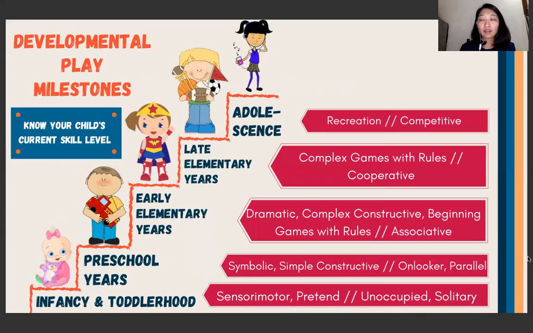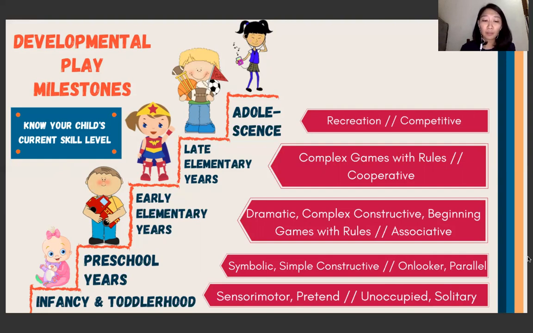Now, going back to this illustration of our developmental milestones, I would like to emphasize that each stage of the developmental play milestone is a necessary foundation for our children to go up to a higher stage or a higher step. That's why it is very important for us to know where our child's current skill is. Once we have this idea of where he is on this ladder, we would know what kind of play to facilitate.